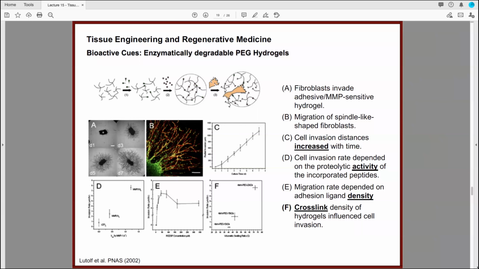So obviously the ability to migrate depends on the density of that scaffold that we've got in there. And that leads to the next one, where the cross-linking density of the hydrogels is influenced by cell invasion. So what we've got is a number of different bioactive cues that we can use to enzymatically break down these scaffolds that we put inside the body, in tune with tissue regeneration at the same time.